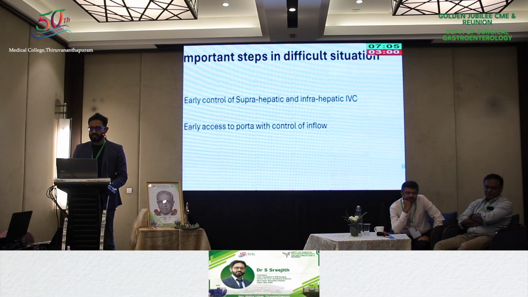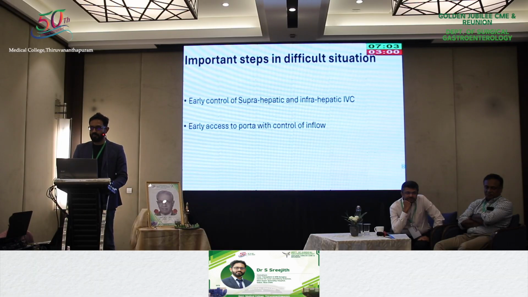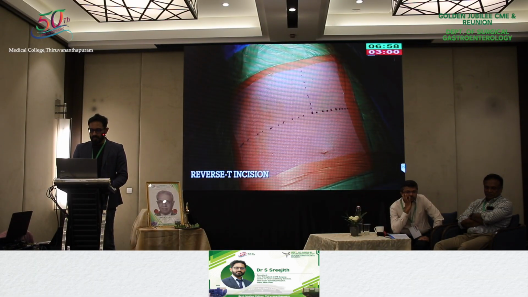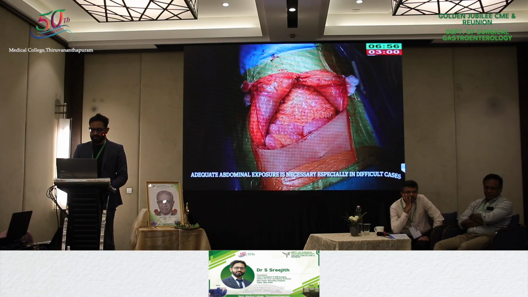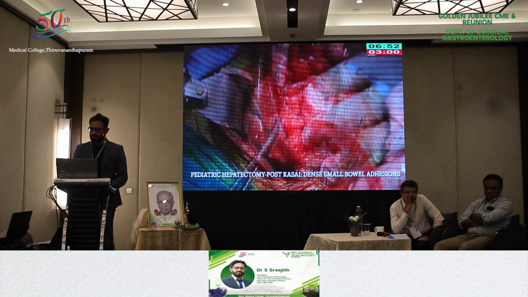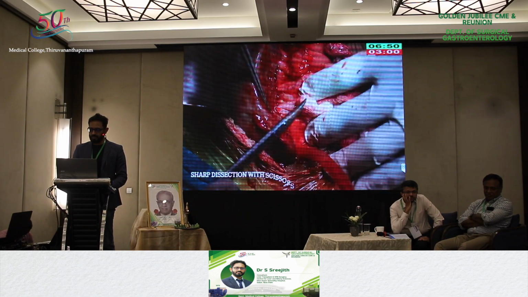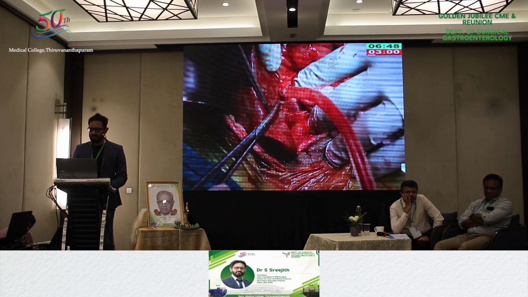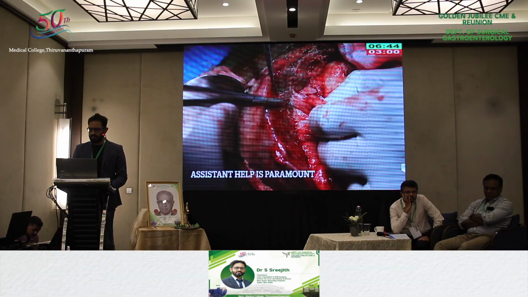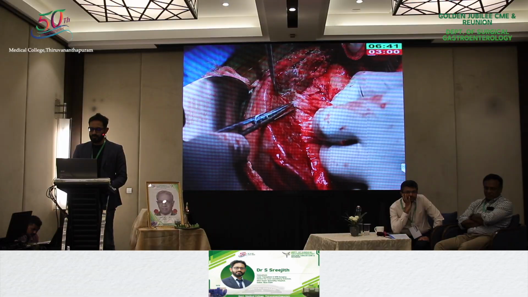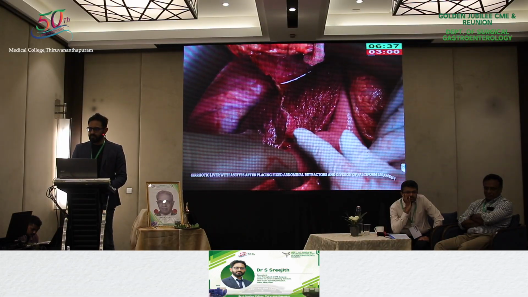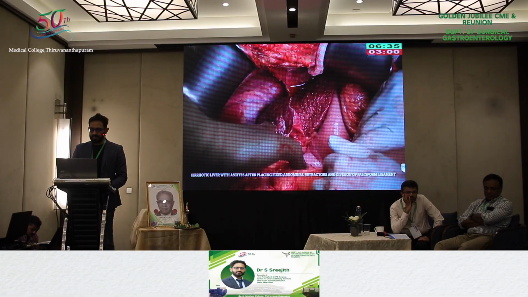In difficult situations, it's always better to get a suprahepatic and infrahepatic cava control and then a porta control. We usually go with a reverse T incision. Good abdominal exposure is necessary. We use retractors. This is a pediatric explant, a previous Kasai where the bowel was densely adherent. As in any other case, we use sharp scissors. Bleeding should be controlled in pediatric cases as and when it happens.